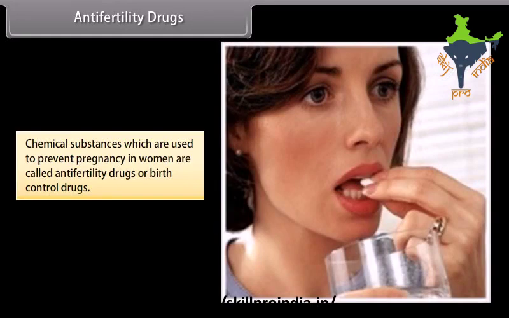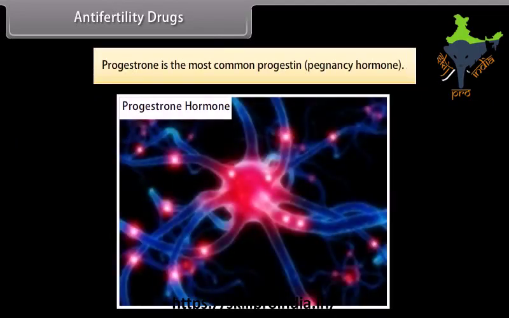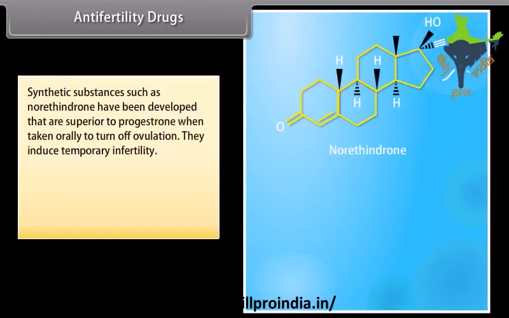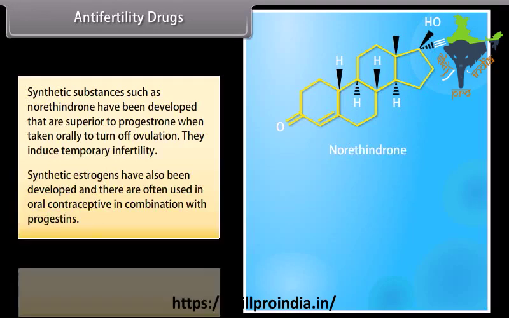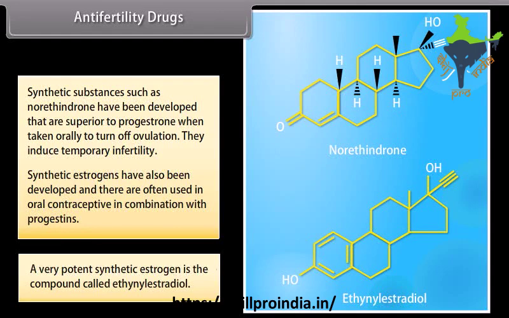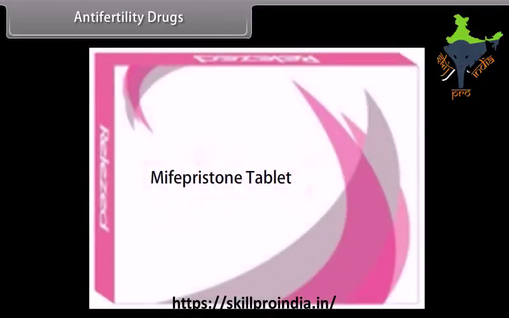Anti-fertility drugs. Chemical substances which are used to prevent pregnancy in women are called anti-fertility drugs or birth control drugs. Progesterone is the most common progestin. Synthetic substances such as norethindrone have been developed that are superior to progesterone when taken orally to turn off ovulation. They induce temporary infertility. Synthetic estrogens have also been developed and they are often used in oral contraceptives in combination with progestins. A very potent synthetic estrogen is the compound called ethinyl estradiol. Mifepristone is a synthetic steroid that blocks the effects of progesterone and is used as morning after pill in many countries.